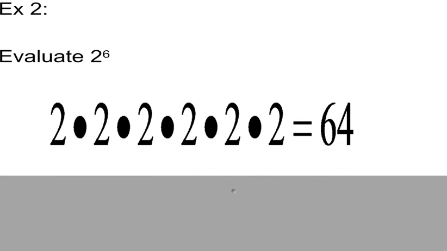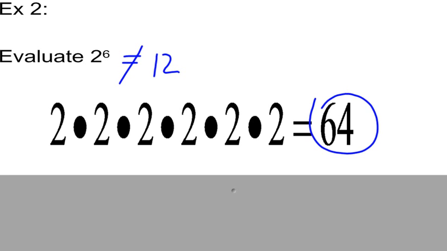Okay, 2 to the 6th power. You've got 6 2's there. 2 times 2 times 2 times 2 times 2 times 2 equals 64. Do not make the mistake of multiplying the 2 and the 6 together. It does not equal 12. It equals 64.